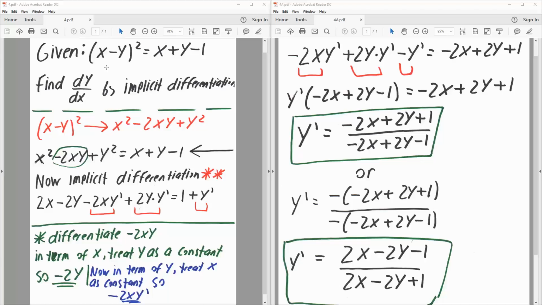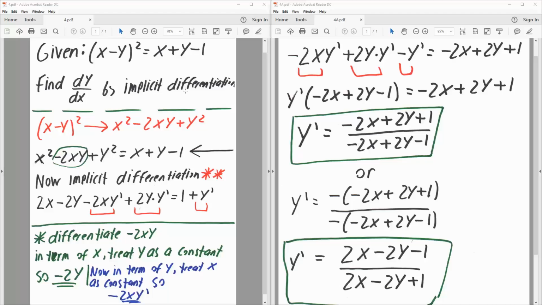In this video, we will solve an implicit differentiation problem. So we're given (x - y)^2 = x + y - 1. And what we want to do in this problem is find dy/dx by implicit differentiation.